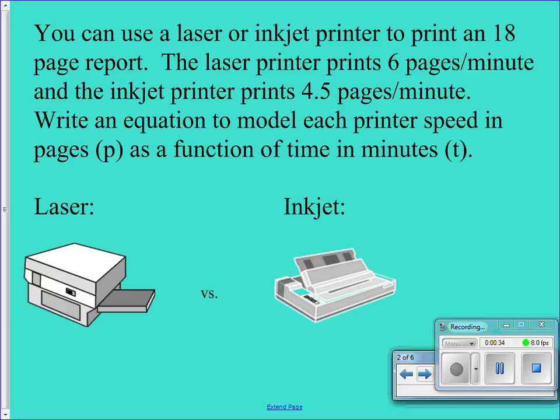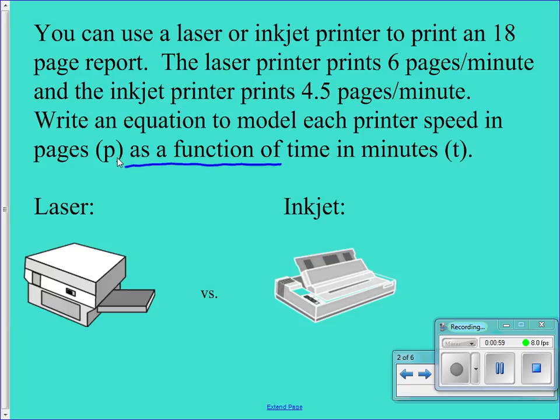Now, you can use a laser or inkjet printer to print an 18-page report. The laser printer prints 6 pages per minute, and the inkjet printer prints 4.5 pages per minute. We're going to write an equation to model each printer speed in pages p as a function of time t in minutes. That "as a function of" is extremely important.